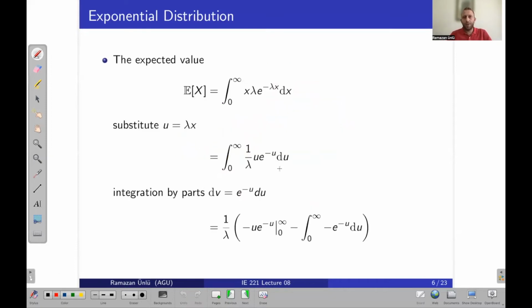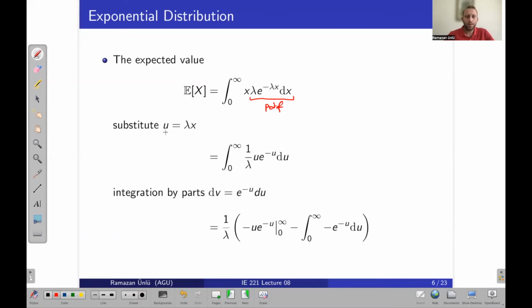Let's calculate the expected value of the exponential distribution. What was that? The expected value of x is the integral of x times the PDF. So the expected value of x is the integral of x times lambda times e to the minus lambda x dx. This is the PDF actually. So how can we do that? Actually, we will do the same thing.